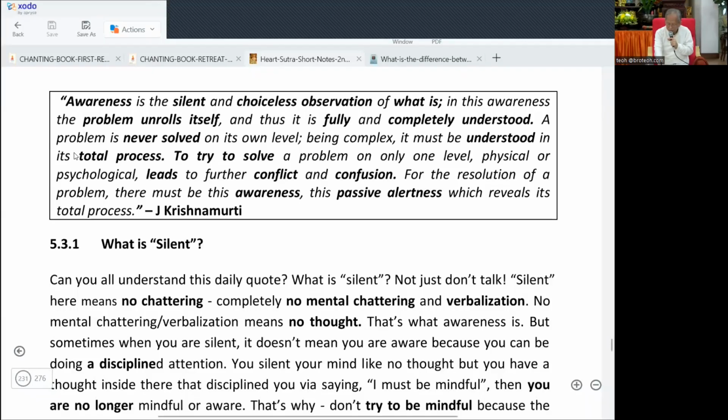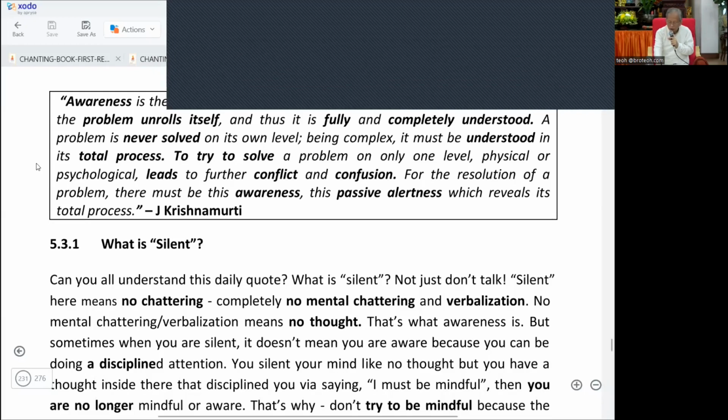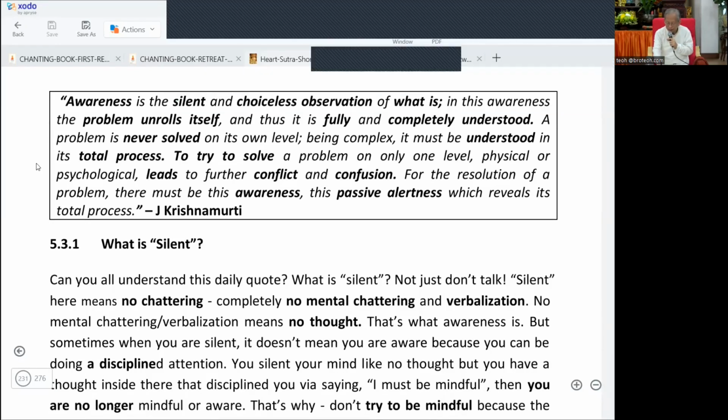So if you don't allow psychological problems to accumulate in your memory, then you have no problem. That's why Krishnamurti says it must be understood in its totality. To try to solve a problem on only one level, which is physical and psychological, you die already. It means you go and think about it. You think thinking can help you develop the wisdom to be free? No way. Your thought is egoic. It has not developed the wisdom.